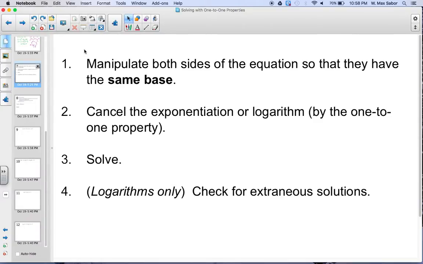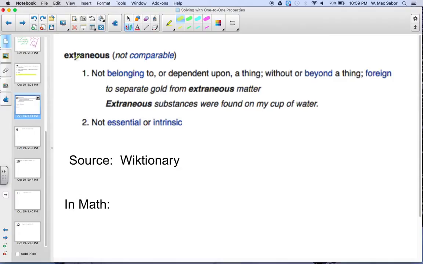We talked about solving with one-to-one properties, but in each of these problems, I did not talk about step 4. With logarithms, you should be checking for extraneous solutions. So what is an extraneous solution? That's what we're going to talk about in this video.